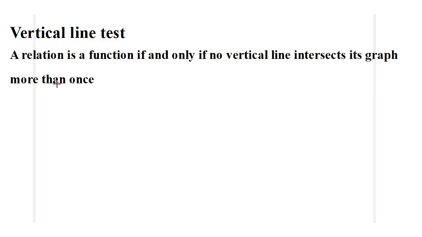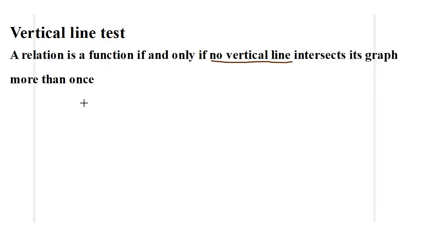So in this video, we want to look at the concept of the vertical line test when it comes to relations and functions. A relation is a function if and only if no vertical line intersects its graph more than once. Whenever a vertical line intersects the graph of a particular relation more than once, it is no longer a function. So a relation is a function if and only if no vertical line, this is the keyword, intersects the graph more than once. Now let me show you what I mean by that.